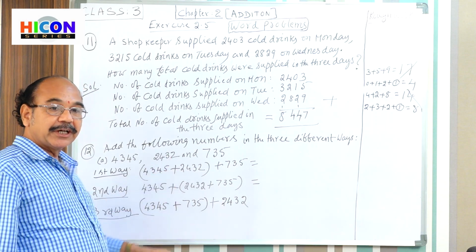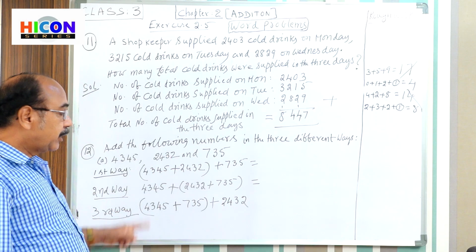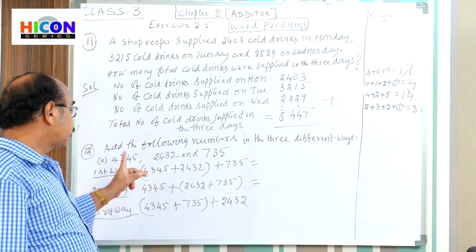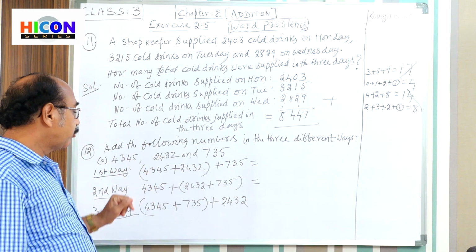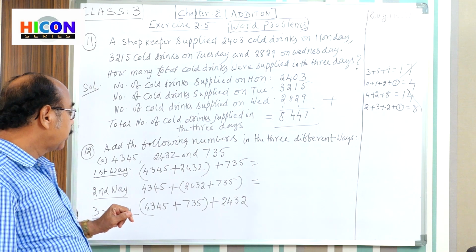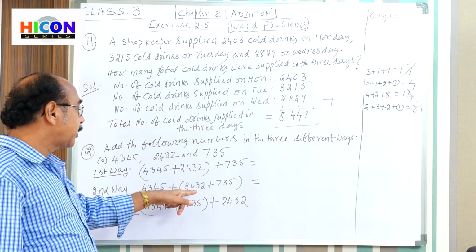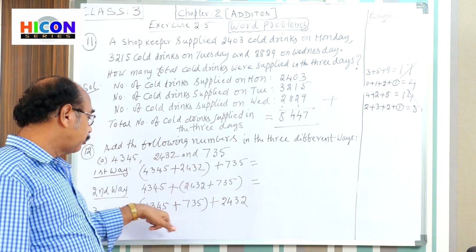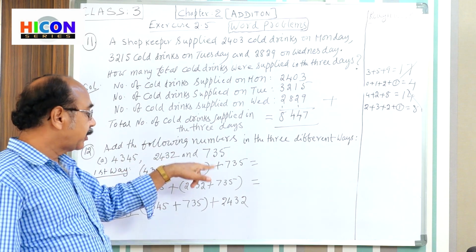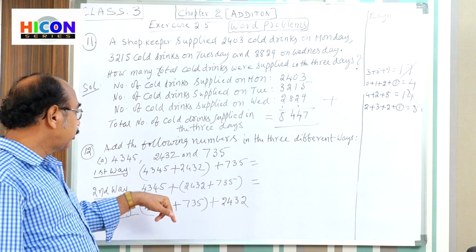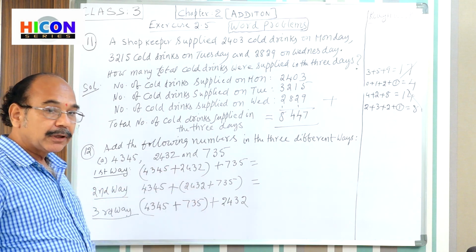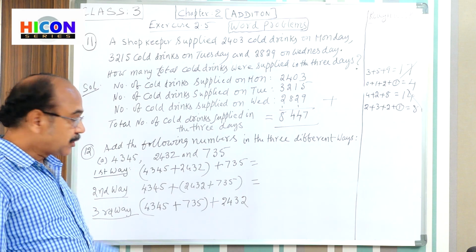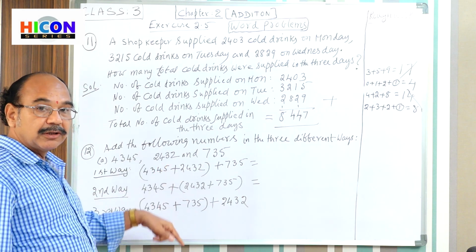How many ways? Three ways are there. Here we are taking two numbers as a group. First two numbers as one group. Next two numbers are taken as a second group. In the third, we take the first number and last number as a group, and to that total we add the middle number. In all the three ways, we get the same answer.